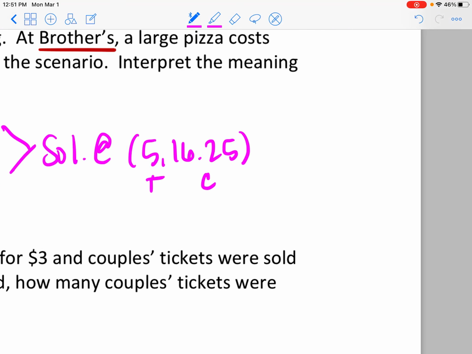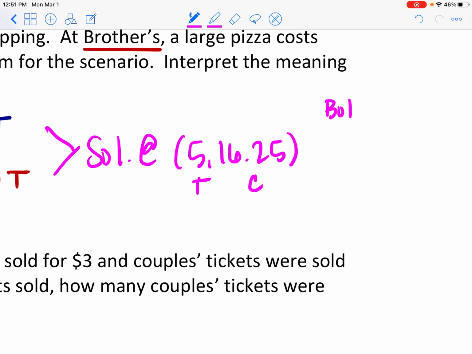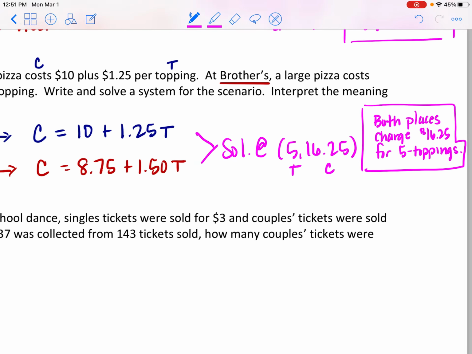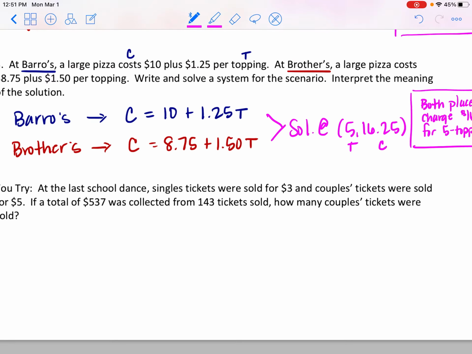So this means both places charge $16.25 for 5 toppings on a large pizza. For a large pizza with 5 toppings, but you get the idea. Okay? So a little different scenario there.